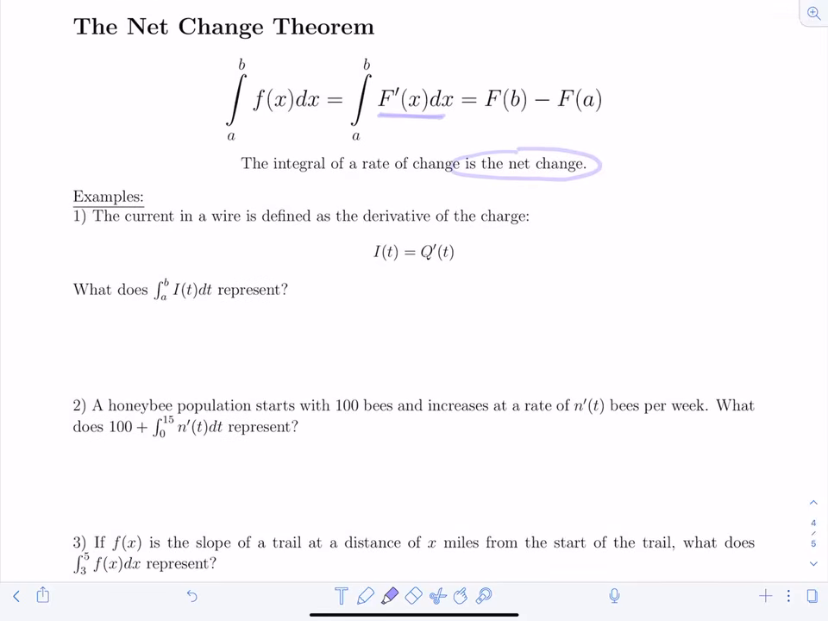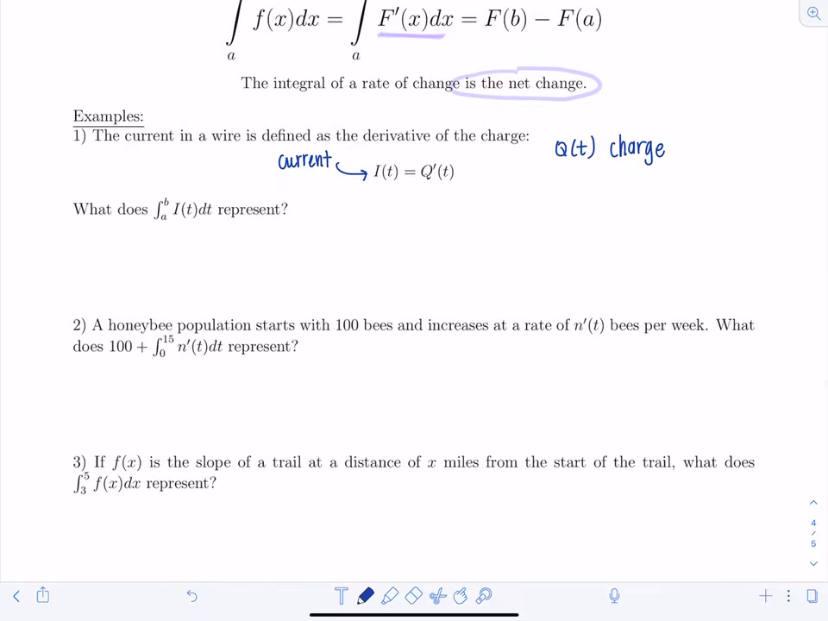The current in a wire, example 1, is defined as the derivative of the charge. So I of t is equal to q prime of t. So the charge is q of t. Okay, so q of t is the charge. So the derivative of the charge is the current of the wire. So what does the integral from a to b of I of t dt represent? So let's write out what that would be.